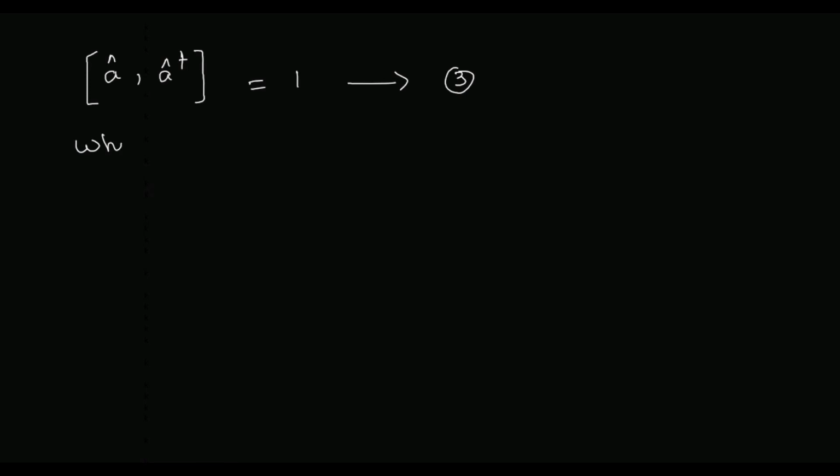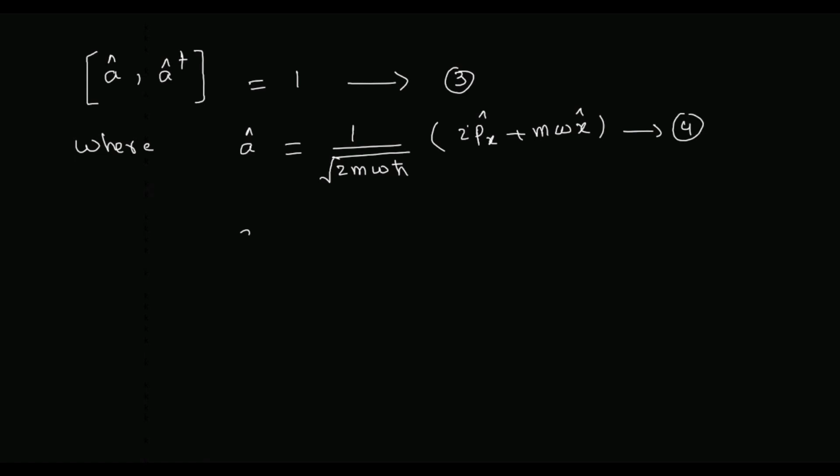So what is the value of operator A? It is 1 over the square root of 2m omega h bar, and inside the parenthesis it is i p_x operator plus m omega x operator. Let this be equation 4. Also, the dagger operator will be just like this, with 1 over the square root of 2m omega h bar.